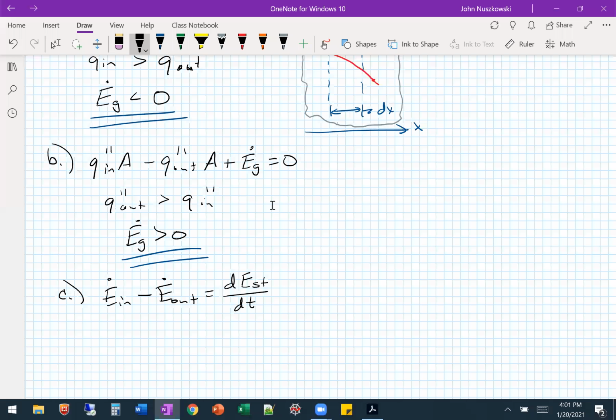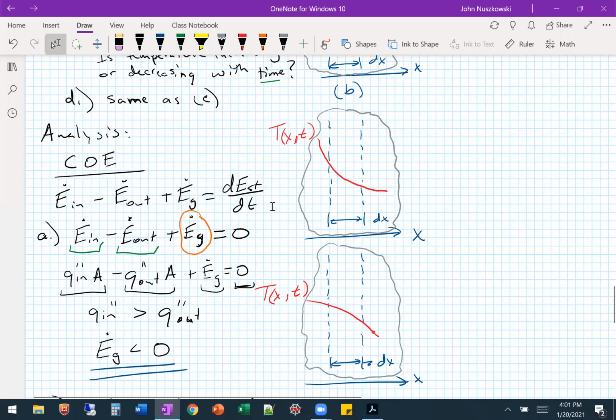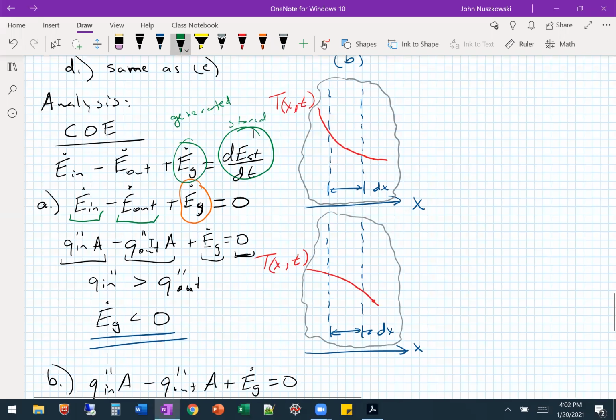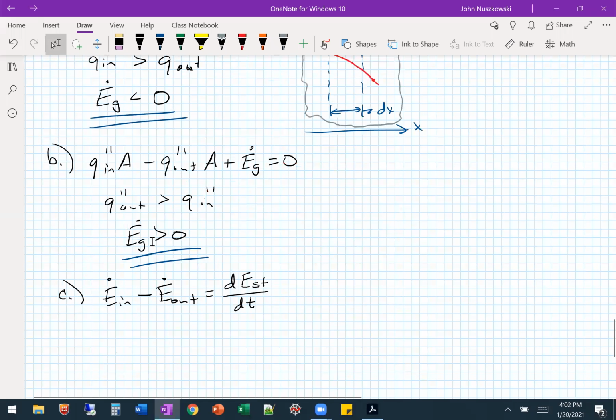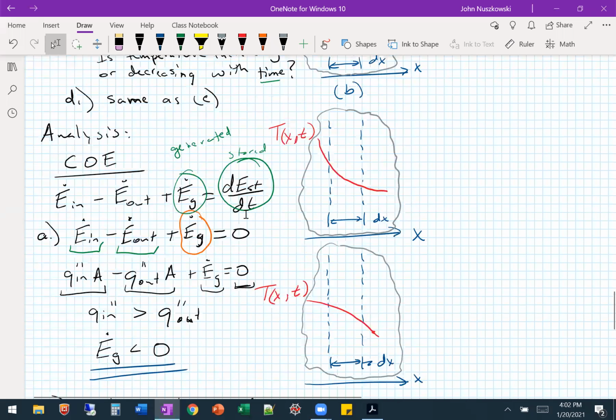Okay. So this right here, all right, this is our generated term. This is our stored term, right? So this goes to 0. The stored term goes to 0 when it's steady state. It's not changing with time. Right. All right, so remove the energy generated term, and now we have the energy stored term that's changing with respect to time. Okay.